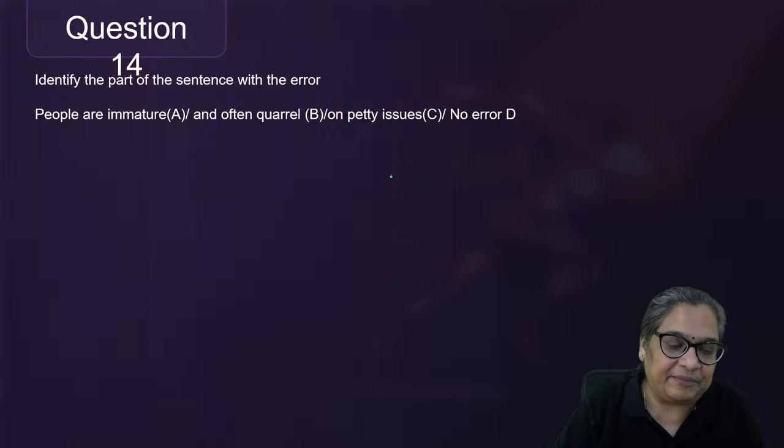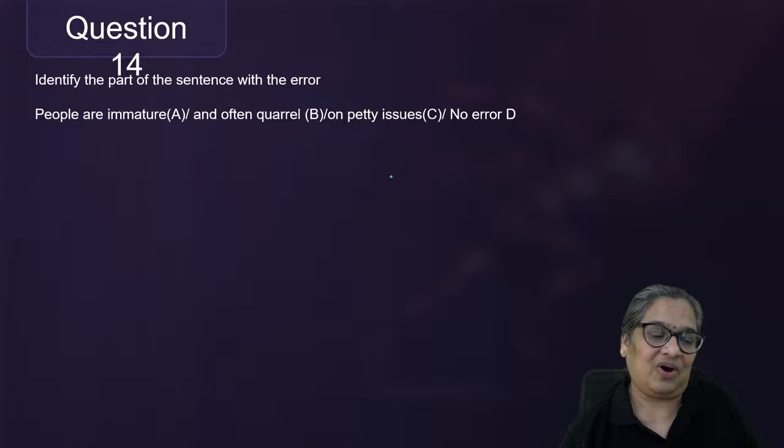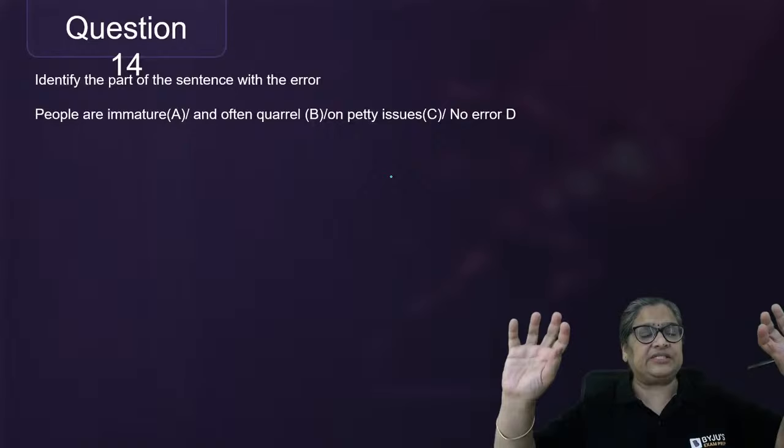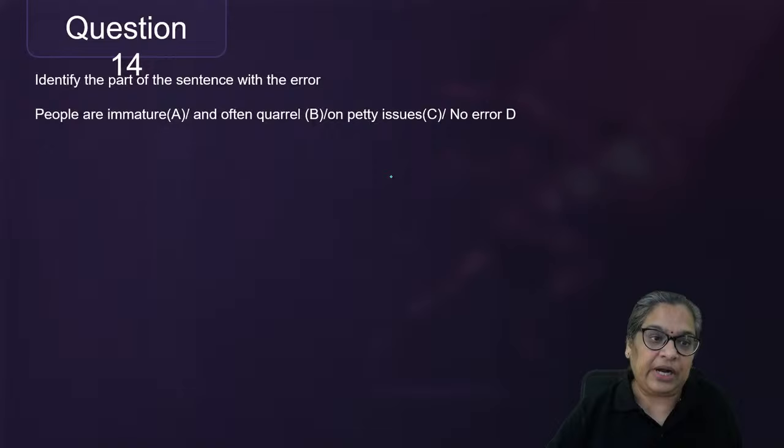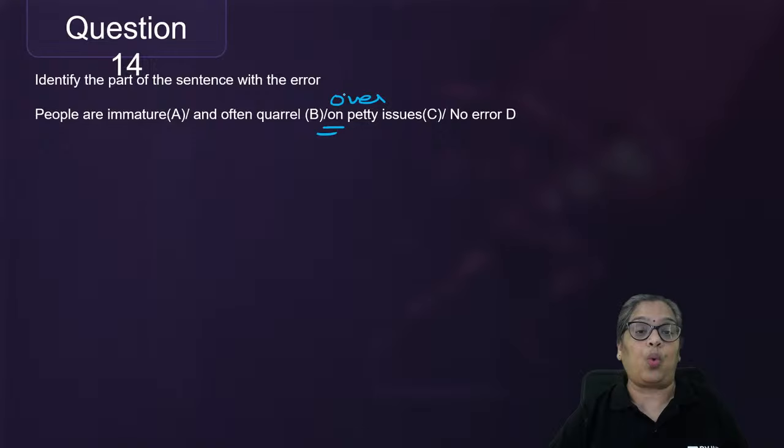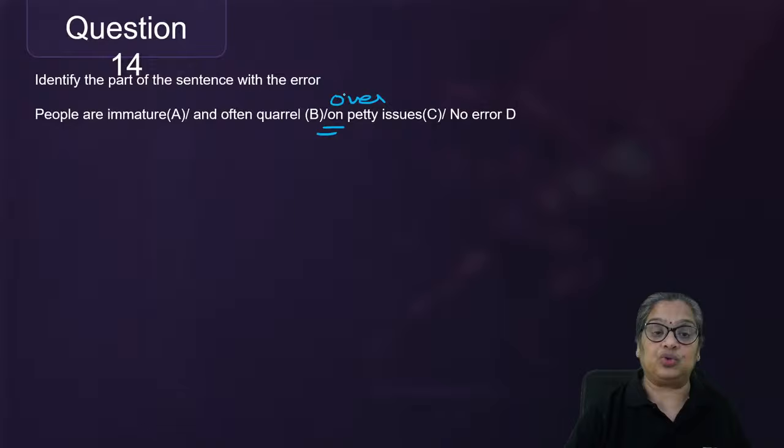Redundancy is unnecessary repetition. All right, here all we are doing is changing the structure. Instead of having two sentences or two clauses, we are just joining it into one sentence. All right, what is the part with the error? No error? Okay, there is an error. You quarrel over petty issues, not quarrel on. You quarrel over something. So the wrong option is C. Part C has the error.